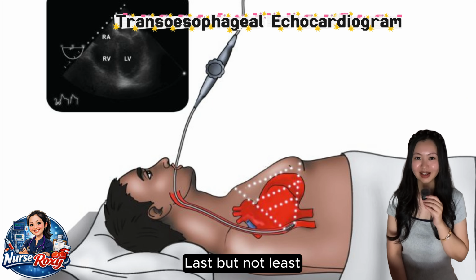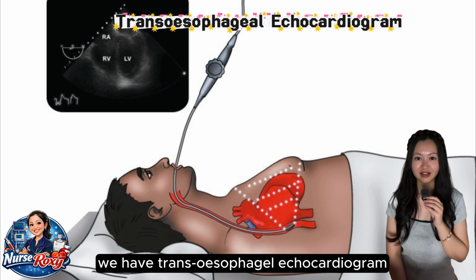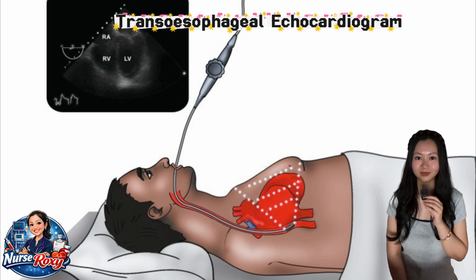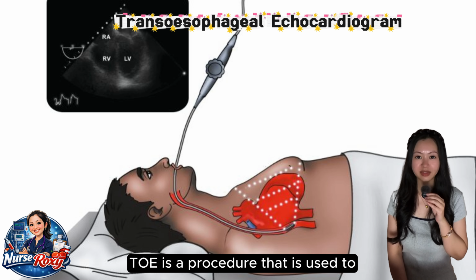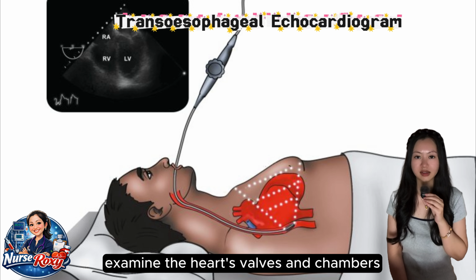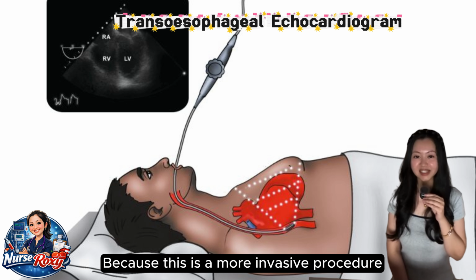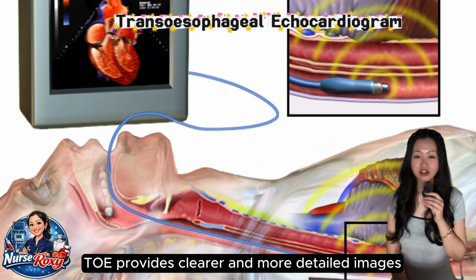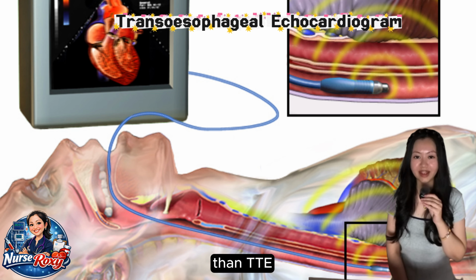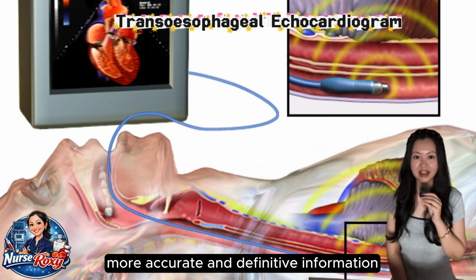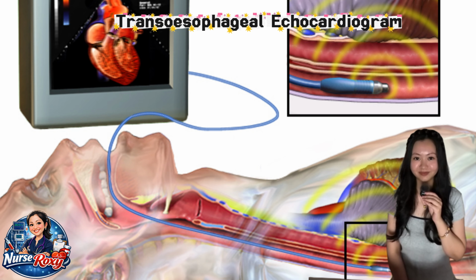Last but not least, we have Trans-oesophageal Echocardiogram, which is also called TOE. TOE is a procedure that is used to examine the heart valves and chambers with a flexible probe passed down the esophagus. Because this is a more invasive procedure, TOE provides clearer and more detailed images than TTE, helping clinicians obtain more accurate and definitive information.